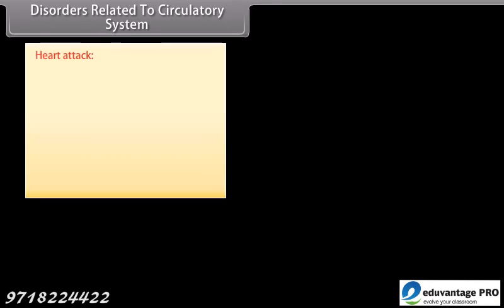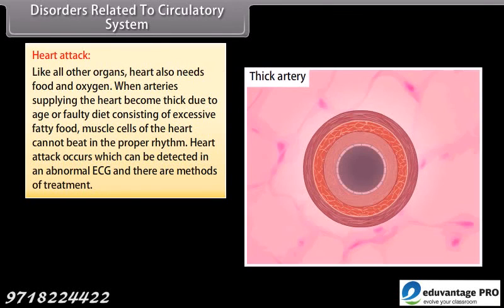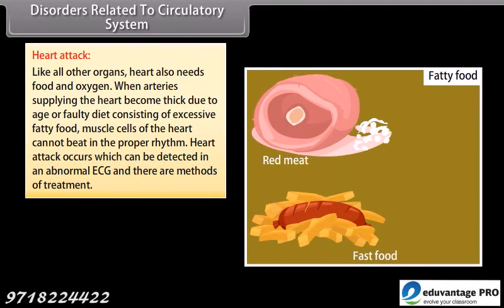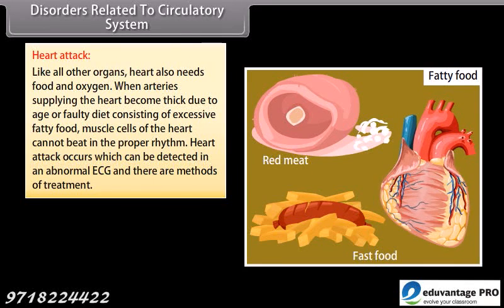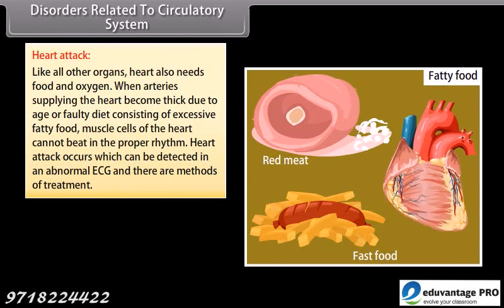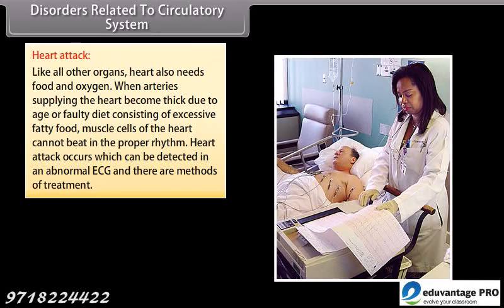Disorders related to the circulatory system. Heart attack. Like all other organs, the heart also needs food and oxygen. When arteries supplying the heart become thick due to age or faulty diet consisting of excessive fatty food, muscle cells of the heart cannot beat in the proper rhythm. Heart attack occurs, which can be detected in an abnormal ECG, and there are methods of treatment.